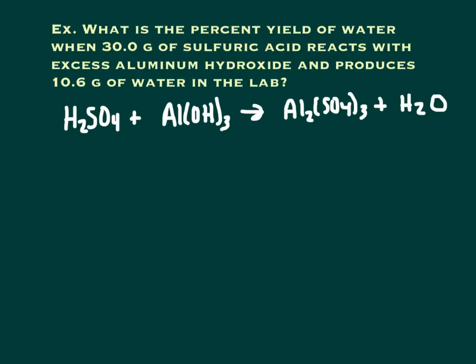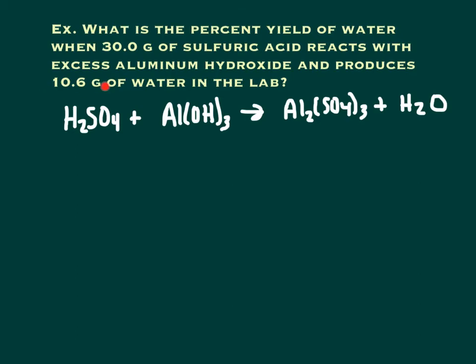So this is a typical problem that you might see for percent yield. What is the percent yield of water when 30 grams of sulfuric acid reacts with excess aluminum hydroxide? Now that word excess is telling you that this is the excess reactant. You have extra aluminum hydroxide. You don't need to find the limiting reactant. They're already telling you the other reactant is the limiting reactant, and it produces 10.6 grams of water in the lab.